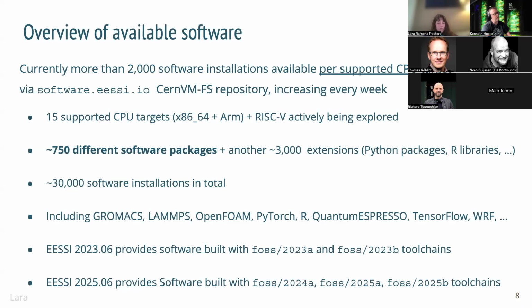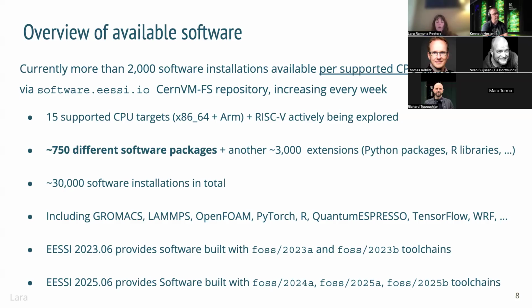We have 750 different software packages that we support, and on top of that, we have over 3,000 extensions such as Python packages and R libraries, which are also included in those 750 software packages. So that brings a grand total of around 30,000 software installations that we have today. This includes software like GROMACS, LAMMPS, OpenFOAM, and many, many more.